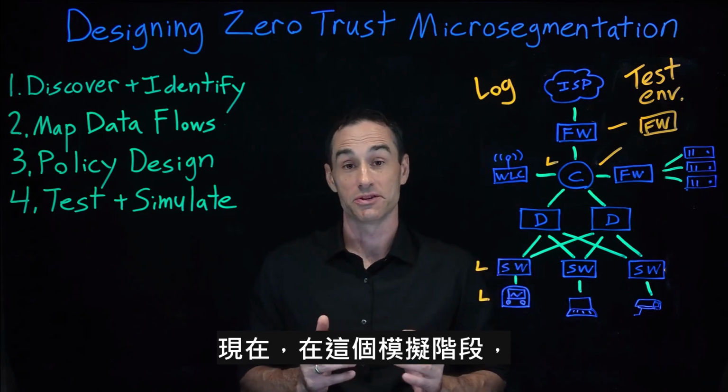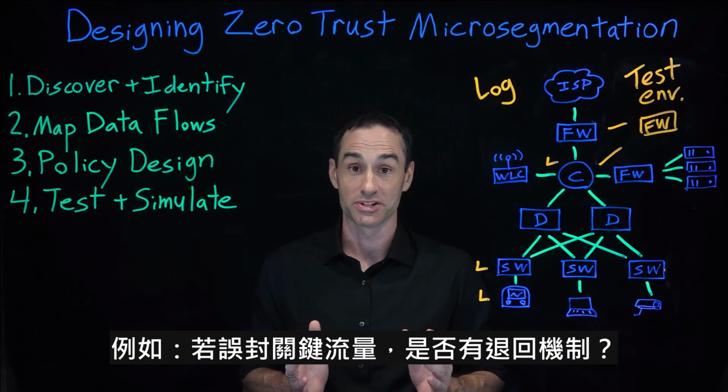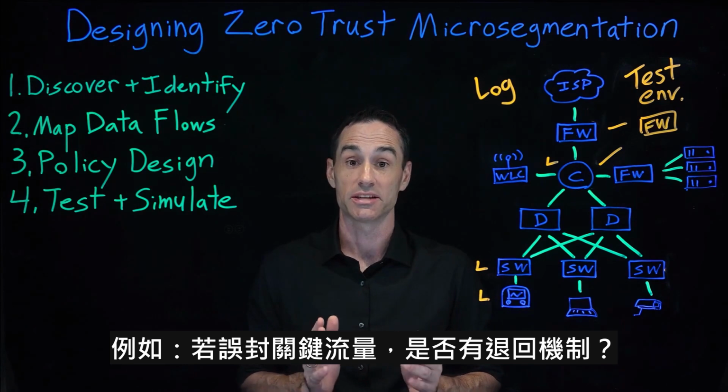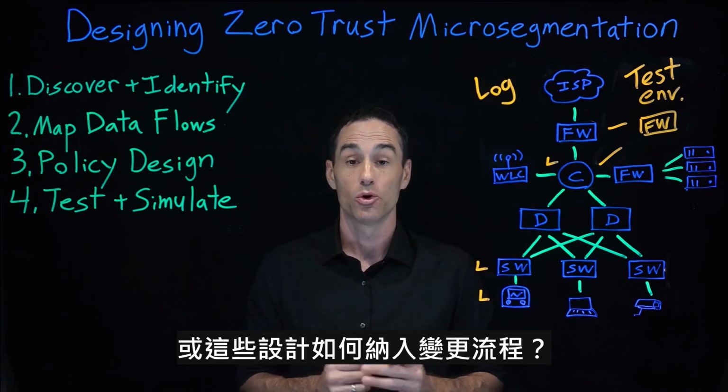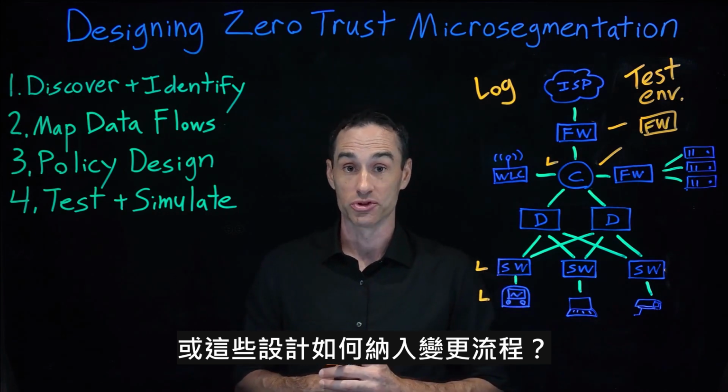Now, during this simulation phase, it might be time to start thinking about the not so fun stuff, like the more operational aspects of your deployment. Things like having rollback processes, just in case something critical is being blocked, or trying to figure out how this new design fits into your change control procedures.